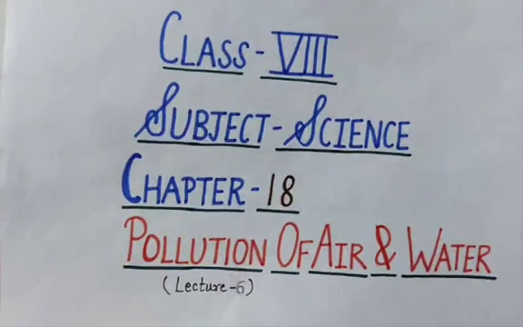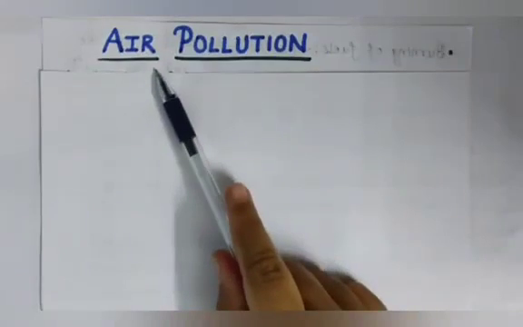We were studying chapter number 18, that is pollution of air and water. This is your lecture number 6. This is your summary lecture. So we will summarize the complete chapter.